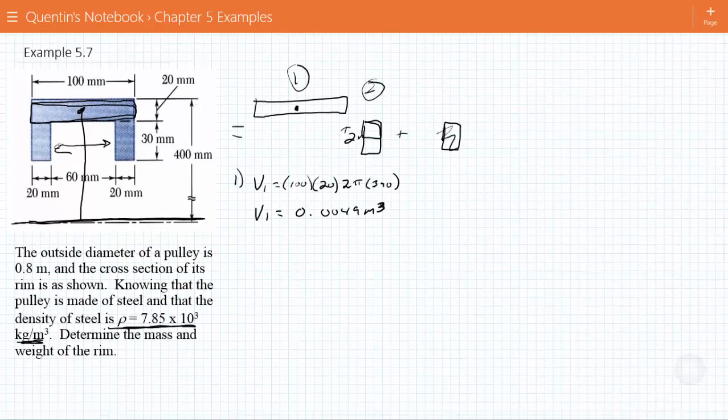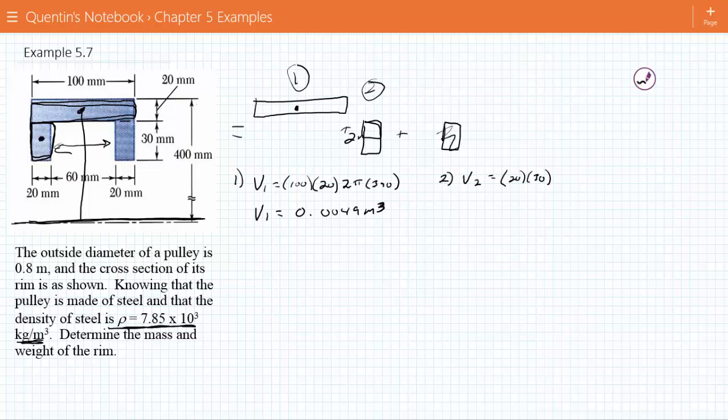Okay, and then let's look at body 2. The volume of 2 is going to be the area. So let's look at either one of these. It's not going to matter, right? So what is that area? Well, it's going to be 20 by 30, times the distance that the centroid travels.